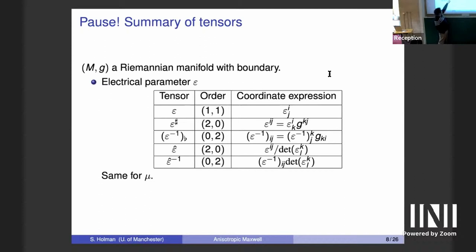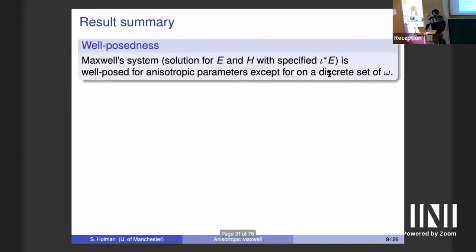And then we have epsilon hat, where we take epsilon, raise an index, and divide by a determinant. That's the thing we did in order to eliminate G from the equations. And there's an epsilon hat inverse, which is actually the matrix inverse here, rather than the metric. There's the same notation for mu. So there are quite a few different versions of these electrical parameters floating around. That's all the notation. It's a lot to take in.